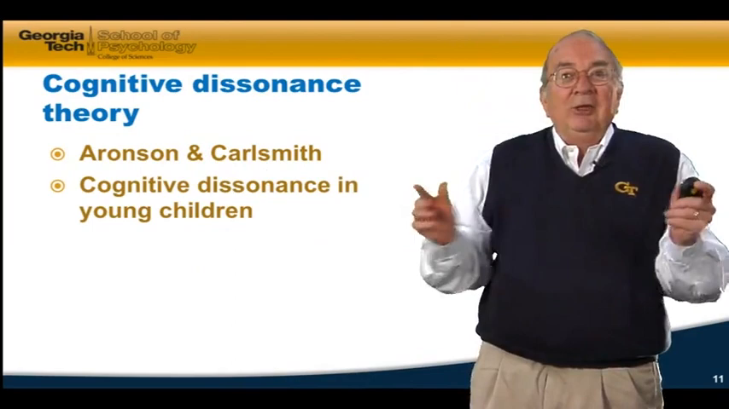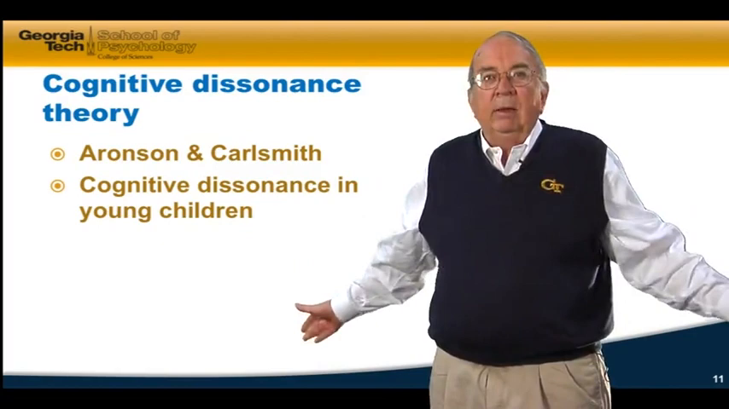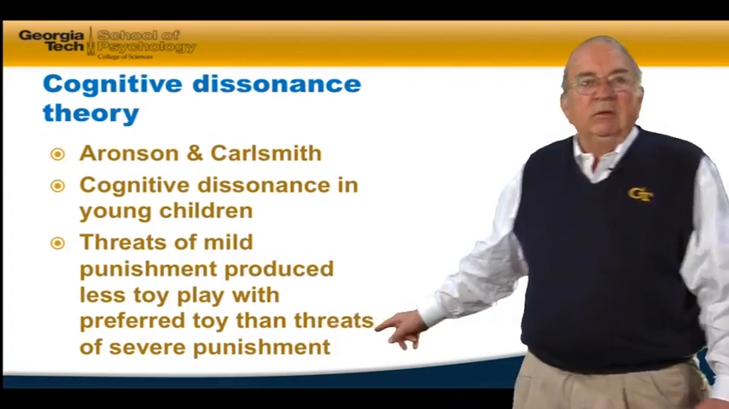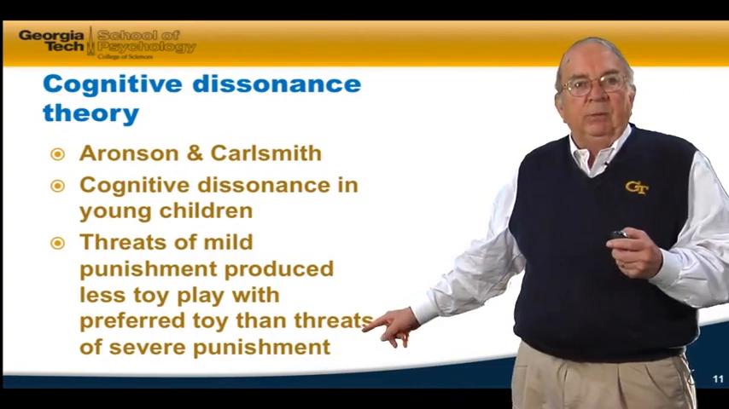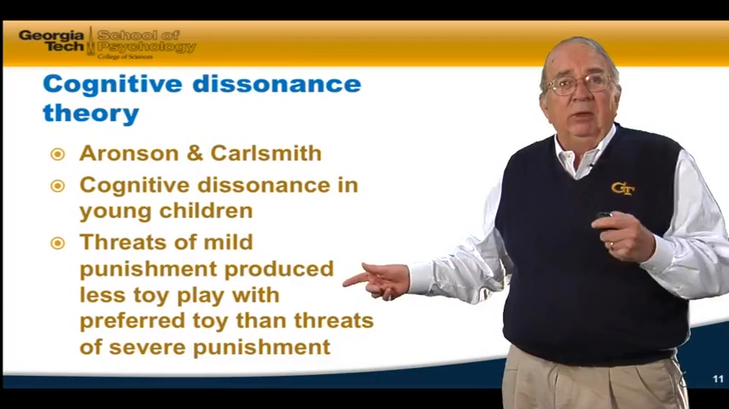They didn't play with the toy. And then later they would come back in the room and they'd say, okay, now you can play with any toys you want. Doesn't matter. Have fun. And the interesting thing is threats of mild punishment produce less toy play with the preferred toy than threats of severe punishment. Again, it's the same thing. If you had severe punishment, now you have cognitive dissonance, and you can play with the toy, but if it was mild punishment, you're not reducing the cognitive dissonance for playing. You just don't play with it. It's not worth it to play with the toy.